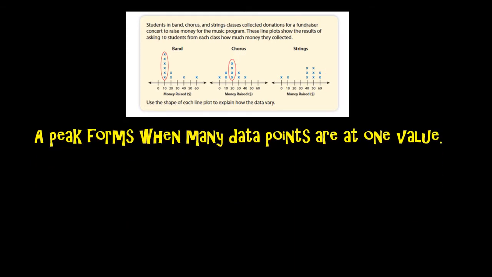A peak forms when many data points are in one value. So if we look at the band, we notice the red circle at 10 because most of the data points are sitting on 10. If we look at chorus, we also have a circle on 20 because most of the data points fall on 20. Strings is kind of evenly distributed through a couple of numbers, so there's not a full peak.